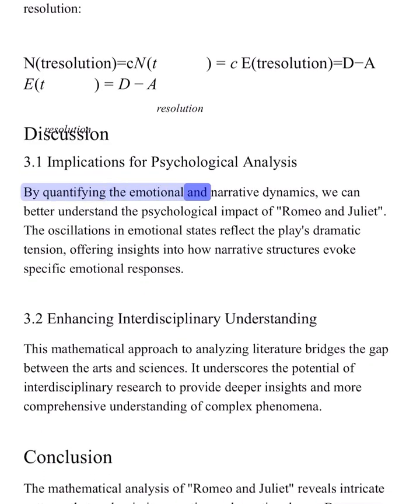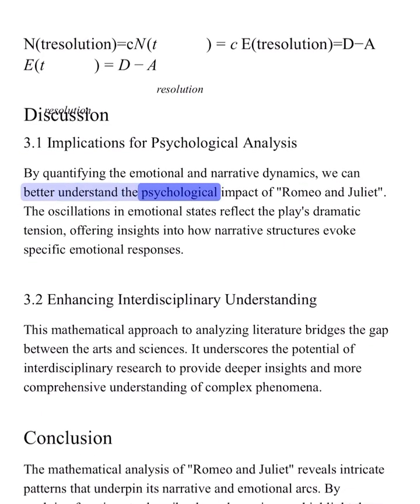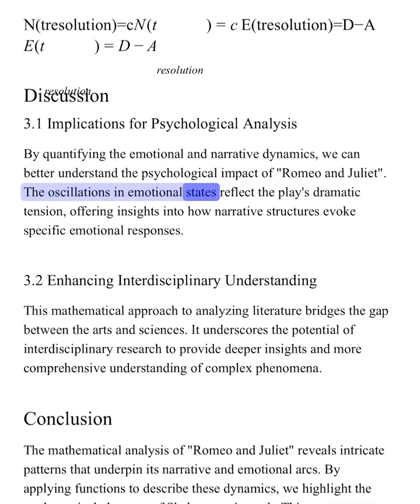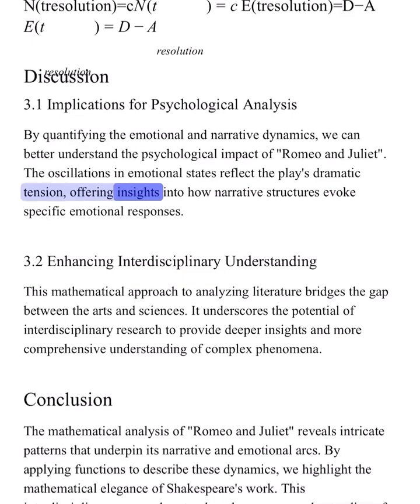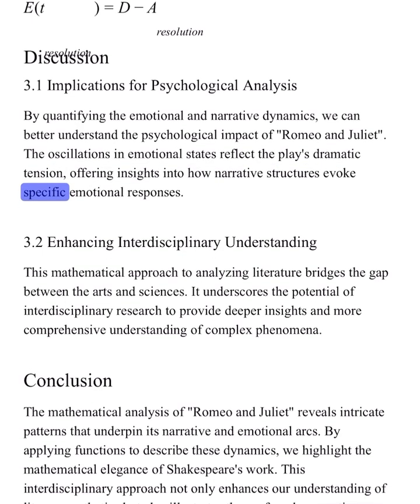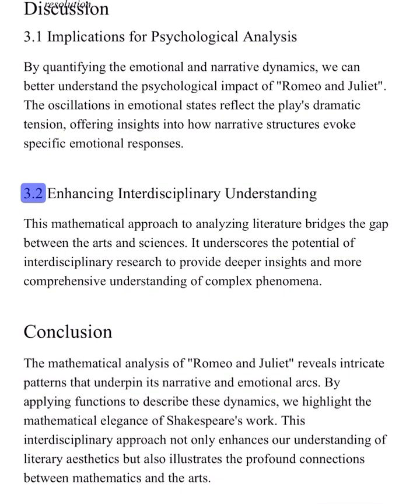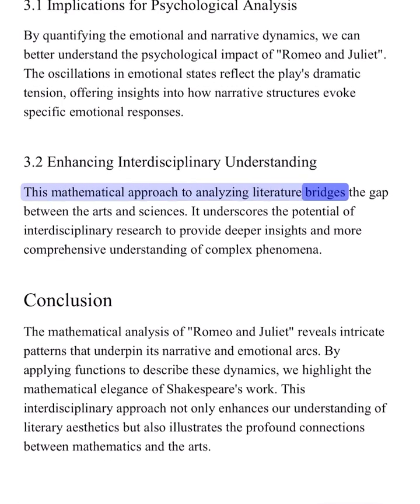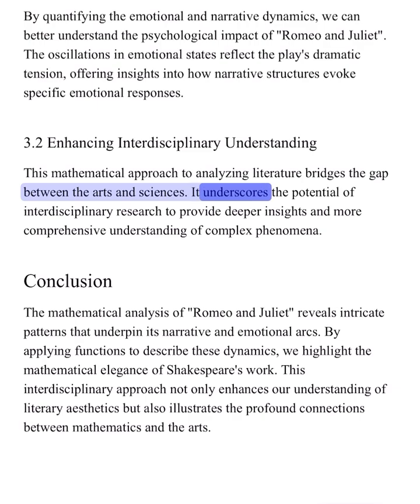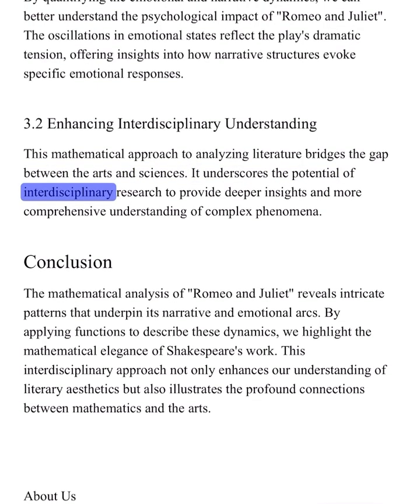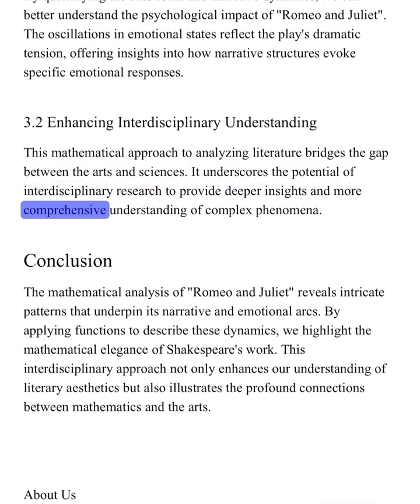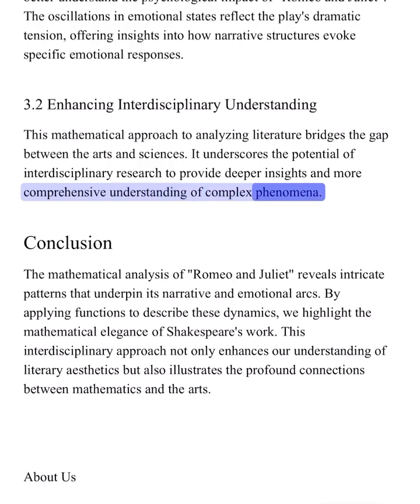By quantifying the emotional and narrative dynamics, we can better understand the psychological impact of Romeo and Juliet. The oscillations in emotional states reflect the play's dramatic tension, offering insights into how narrative structures evoke specific emotional responses. 3.2 Enhancing interdisciplinary understanding. This mathematical approach to analyzing literature bridges the gap between the arts and sciences. It underscores the potential of interdisciplinary research to provide deeper insights and more comprehensive understanding of complex phenomena.